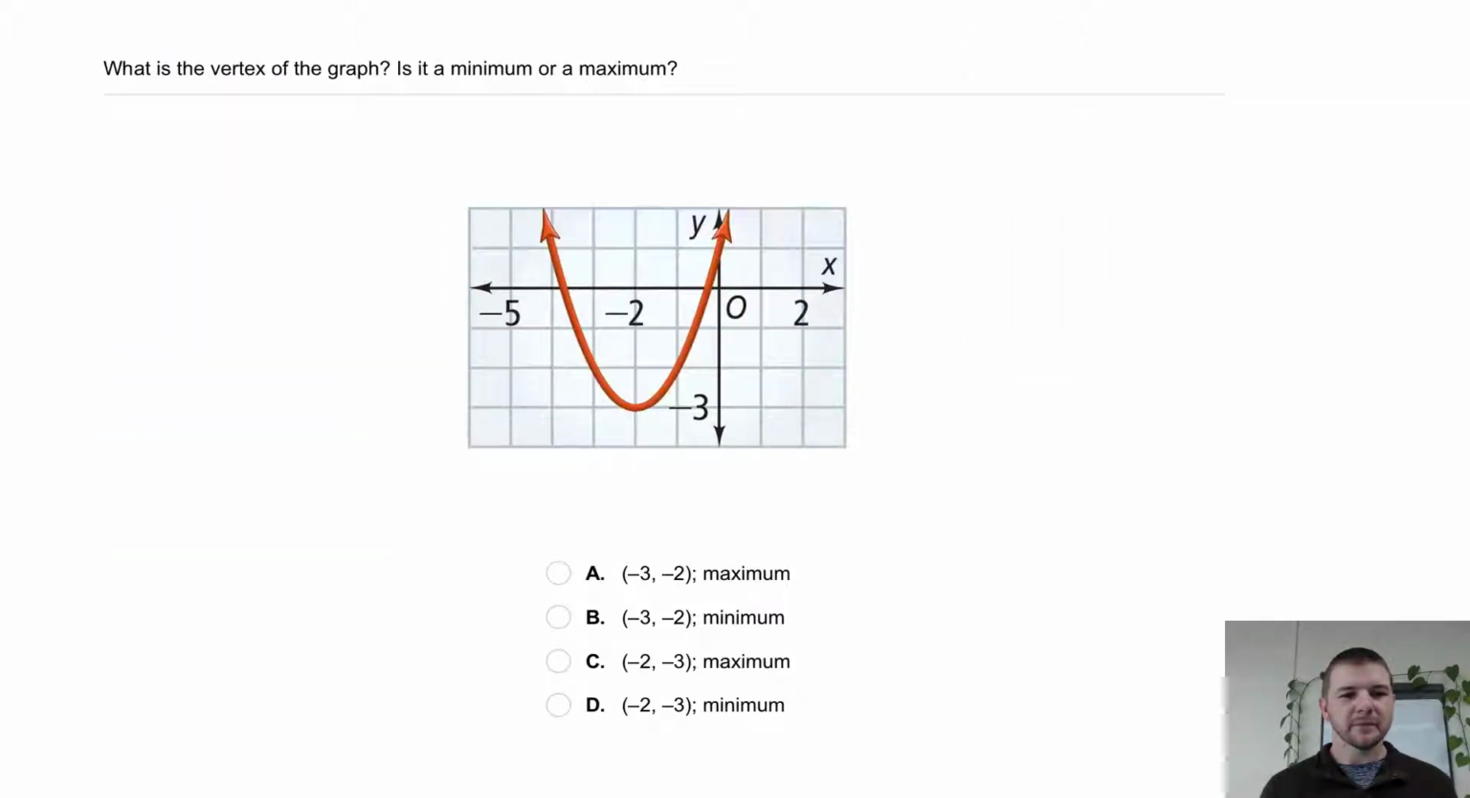Your turn. What is the vertex of the graph? Is it a minimum or a maximum?